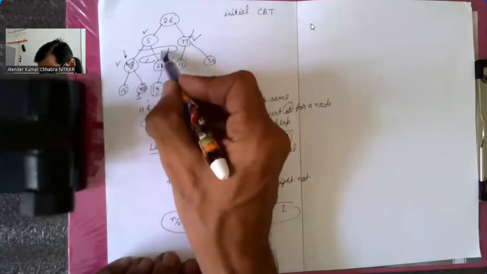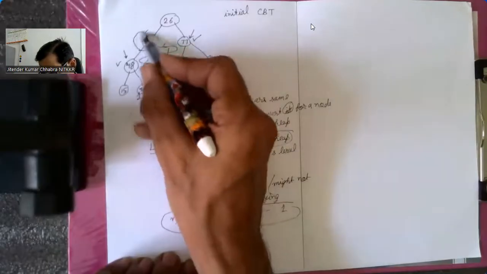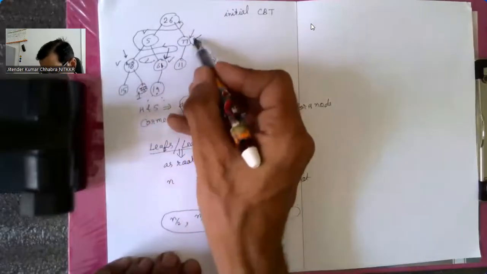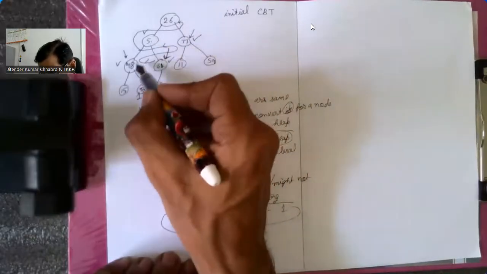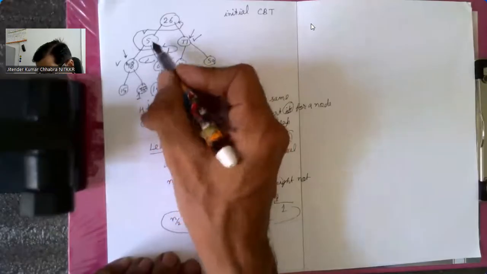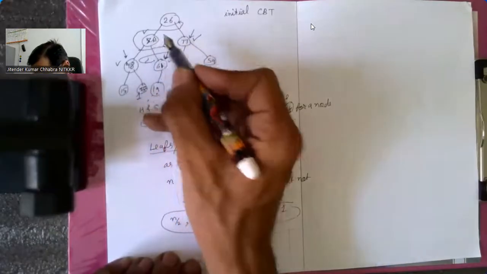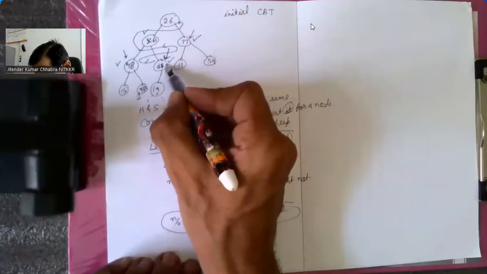I started like this and then going like this, and again I will go like this. 17 is satisfying. Now I am coming to 5. 48 versus 61, so 5 has to be changed. It will become 61, and this will become 5.